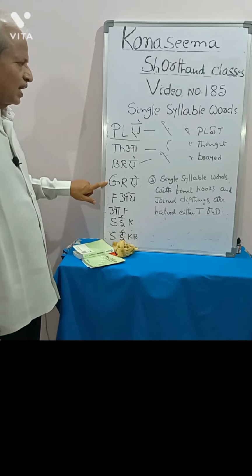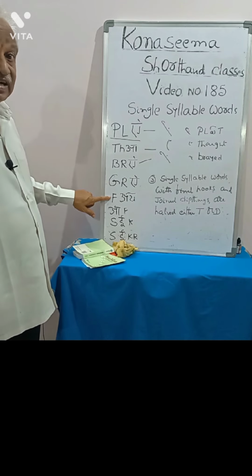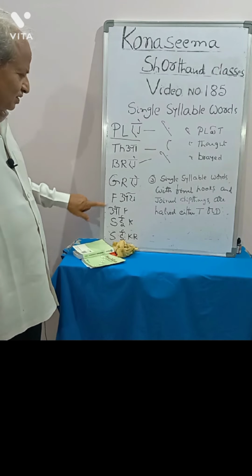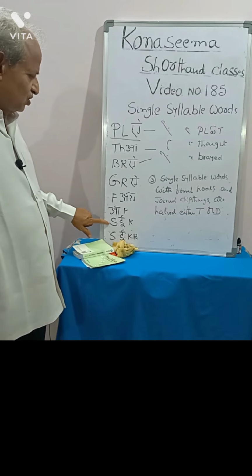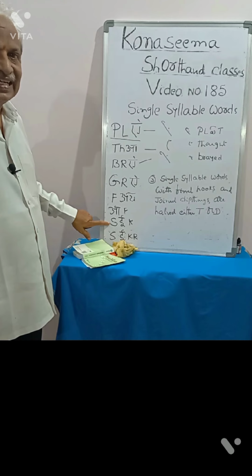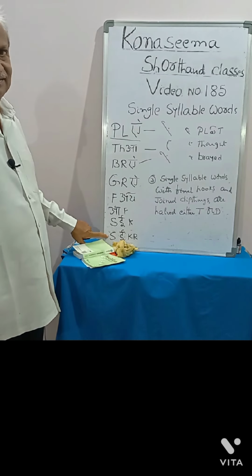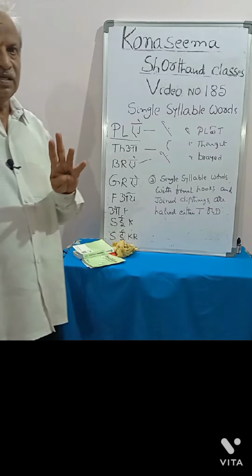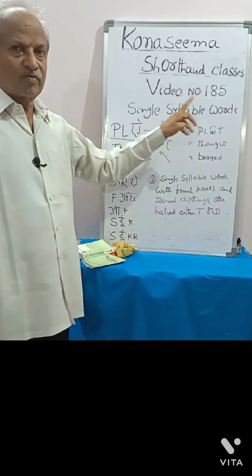Like that, grey, grade. Fight, fight. This is a light stroke. Off, oft. Seek, sect, T. Seeker, secret. Like that. We learned about two rules on single syllable words.